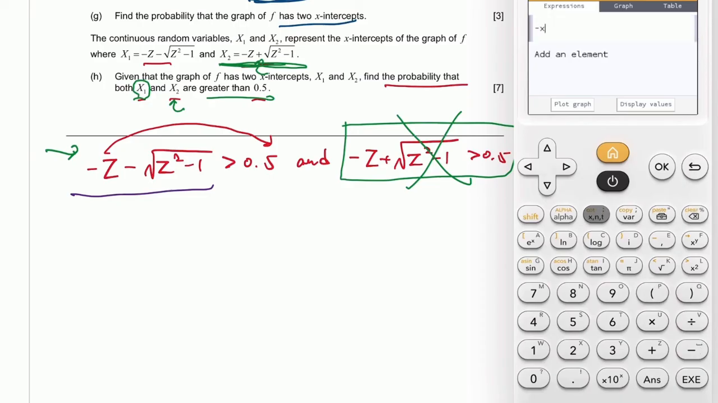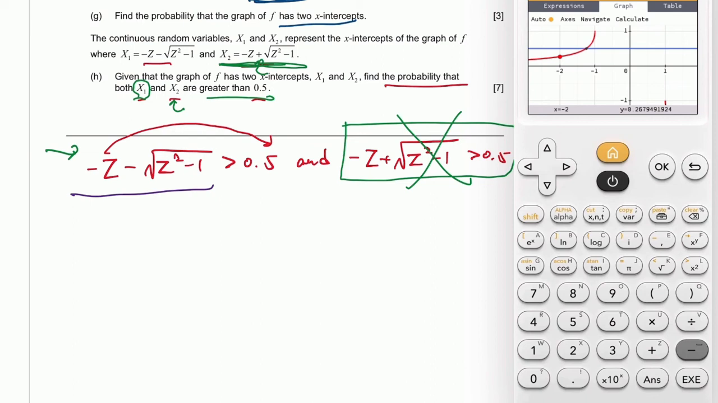X minus square root x squared minus 1 and 0.5. So where's the intersection? It's negative 1.25. So the root thing, I think it's a red graph, but the root thing to be bigger than 0.5, the z value need to be bigger than 1.25.